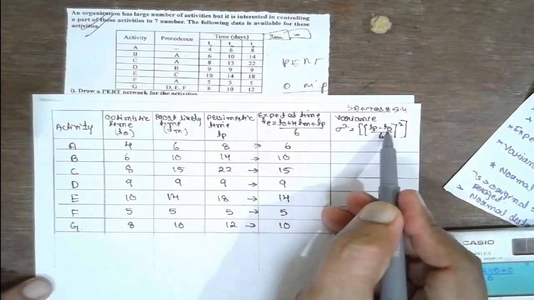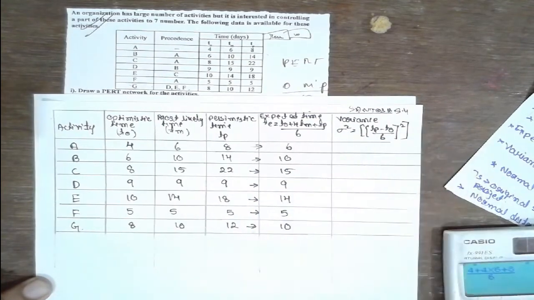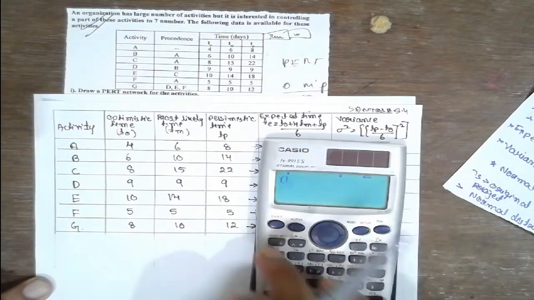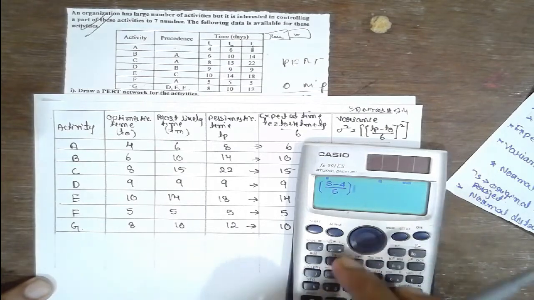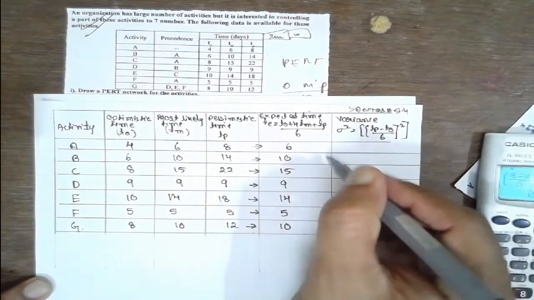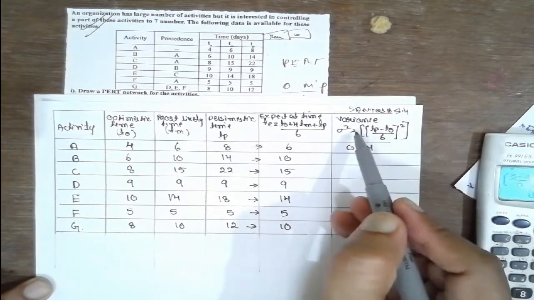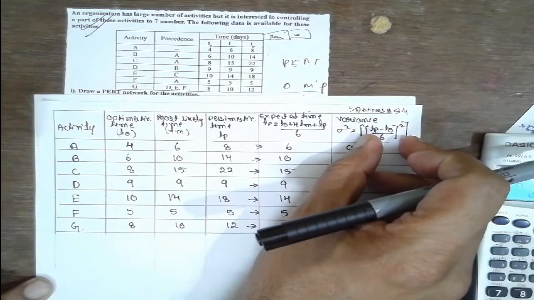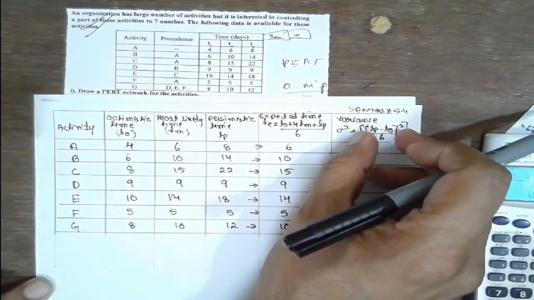Now you know how to find the variance value, sigma square, which is ((TP minus T0) divided by 6) whole square. What is TP? TP is nothing but 8. So (8 minus T0, which is 4) divided by 6, close the bracket, whole square. The answer is 0.44. I am only finding this value now. In the later case we will go for the square. Only this value you have to find now.